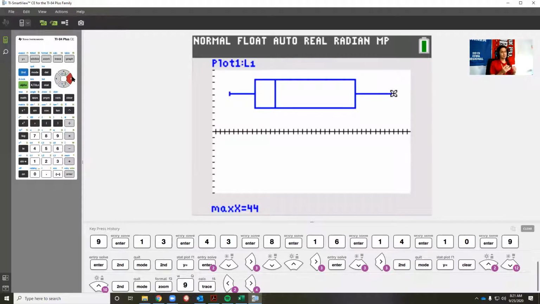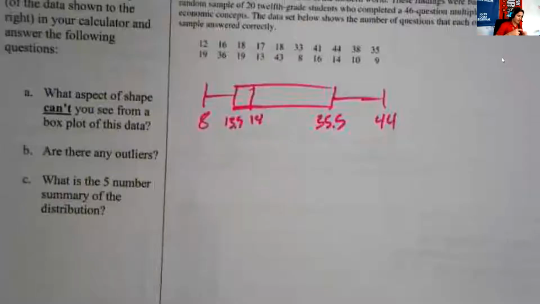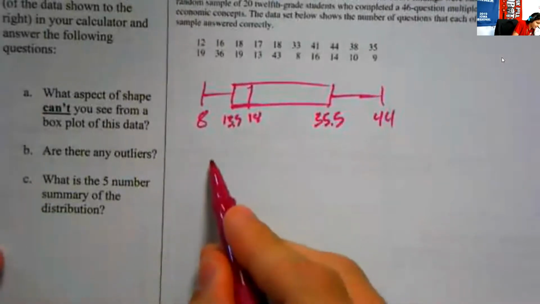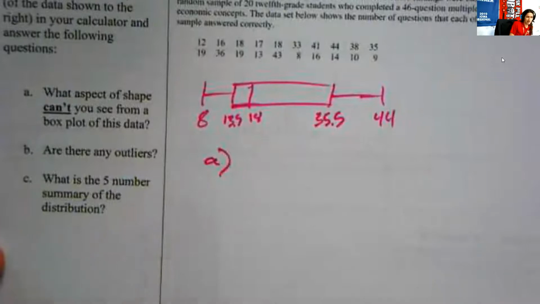What does that show us? Man, most scores are low. There's a really wide range. Let's flip over. All right, so you copy that over, great. And then it asks, what aspect of shape can't you see from a box plot of the data?